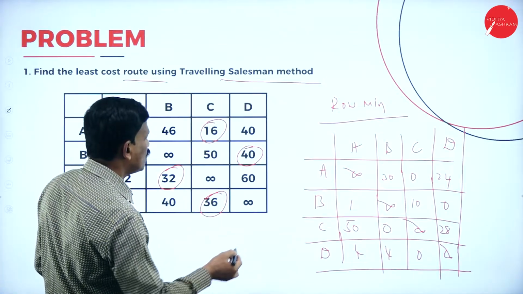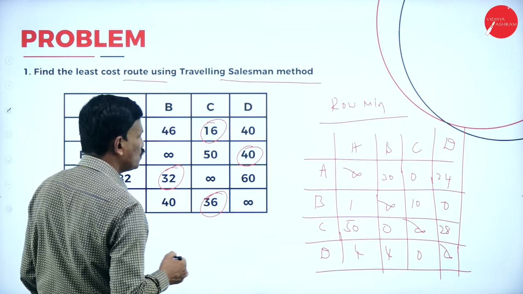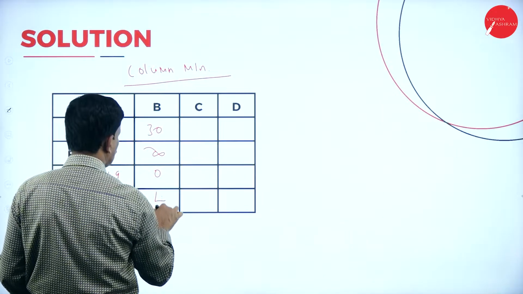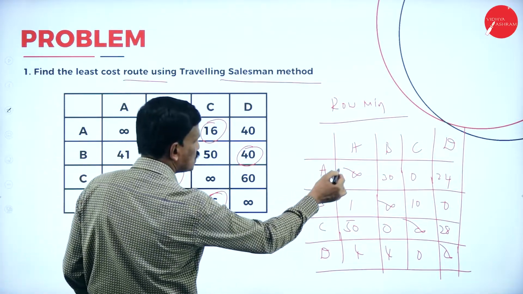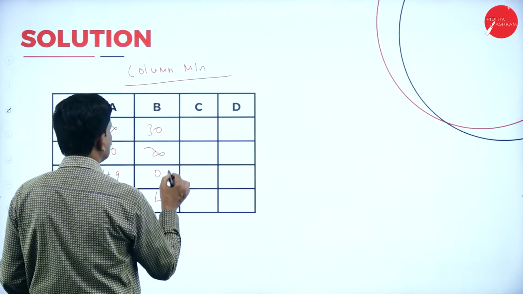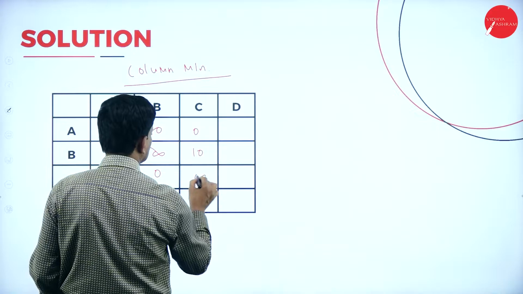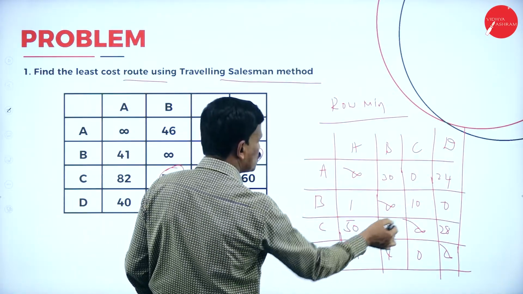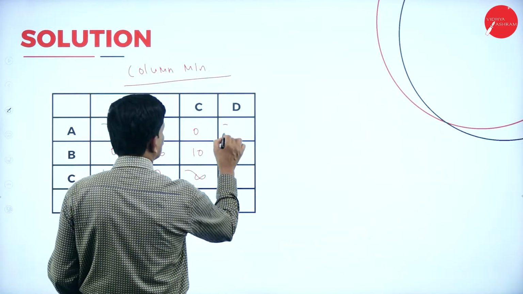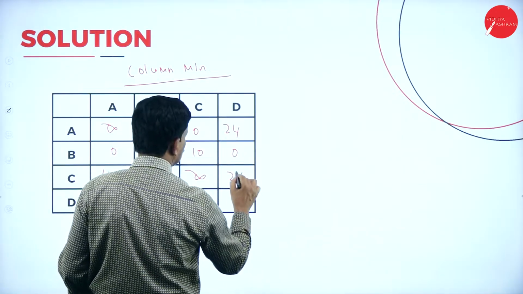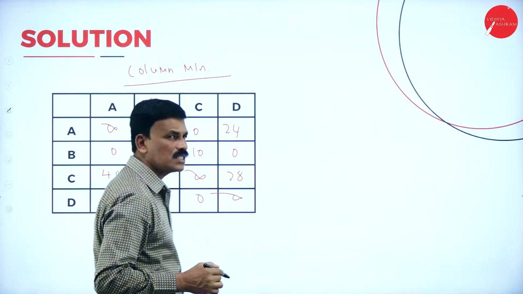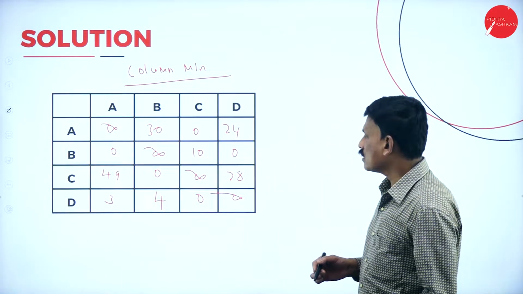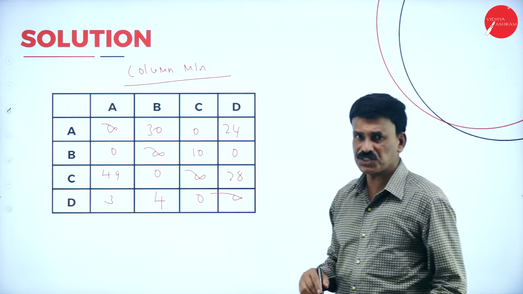What are the values we have? 30, infinity, 0 and 4. Whereas 0, 10, infinite and 0. And the last D, 24, 0, 28 and infinite. These are the values. Okay. Now let us come to the column minimization.